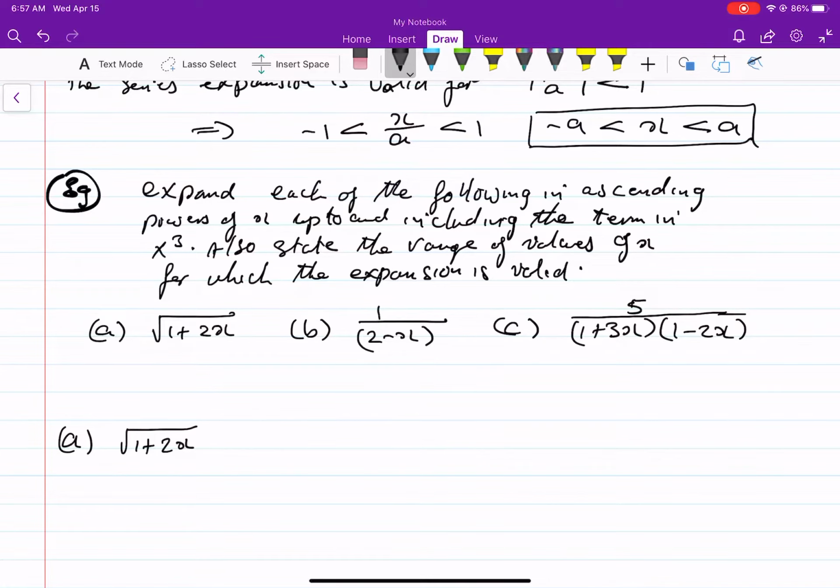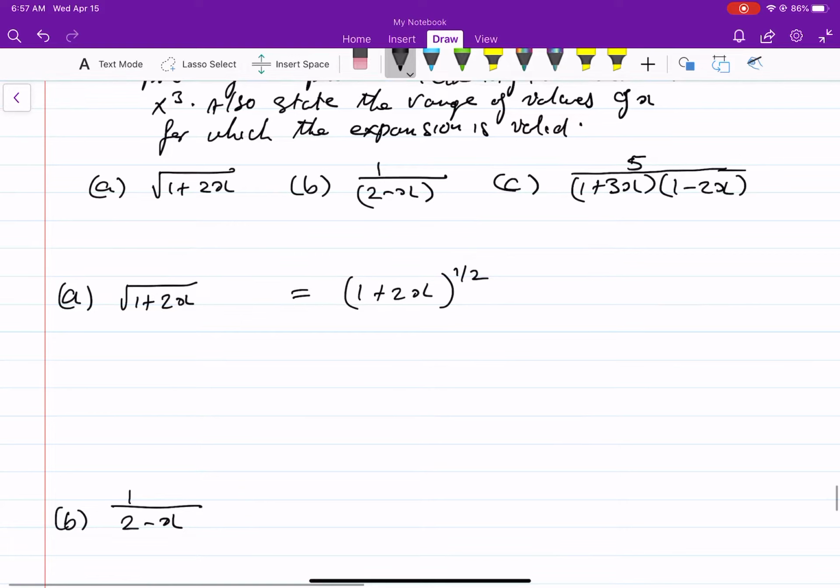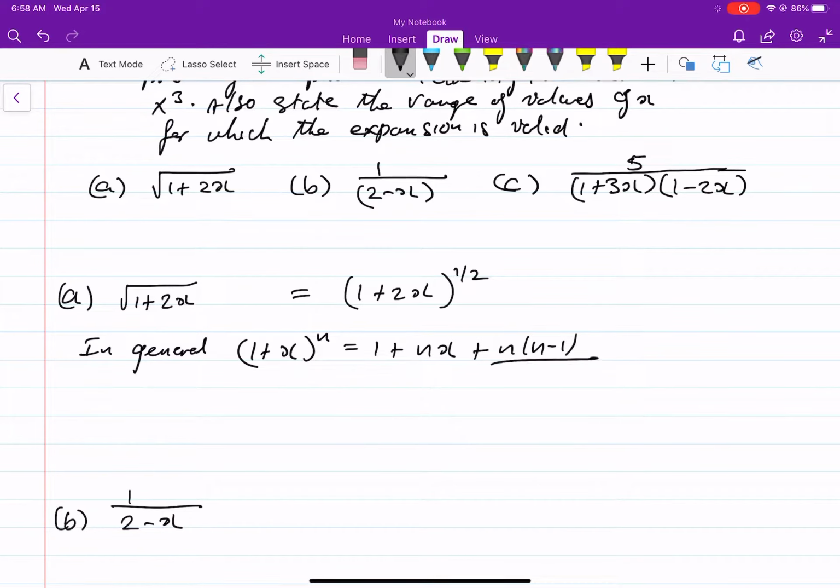The square root of 1 + 2x can be rewritten as (1 + 2x) to the power of a half. Clearly you can see that's in the form (1 + X)^n, where X in this case is represented by 2x. So we can clearly use the binomial theorem. They said expand each up to and including the term in x cubed. So no problem. We'll simply write out the binomial theorem, the generic expression, and you should get accustomed to doing that. In general, (1 + x)^n is equal to 1 + nx + n(n - 1)/2! times x squared + n(n - 1)(n - 2)/3! times x cubed.